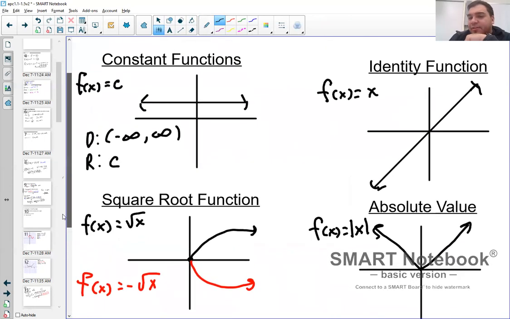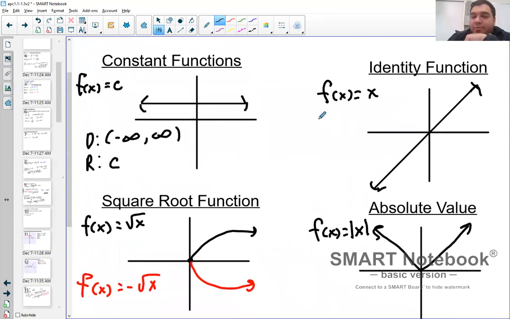Identity functions are linear functions. No matter what the transformation is, the domain will be all reals, so from negative infinity to infinity. And the range is always going to be all reals, negative infinity to infinity. Doesn't matter what the transformations are.